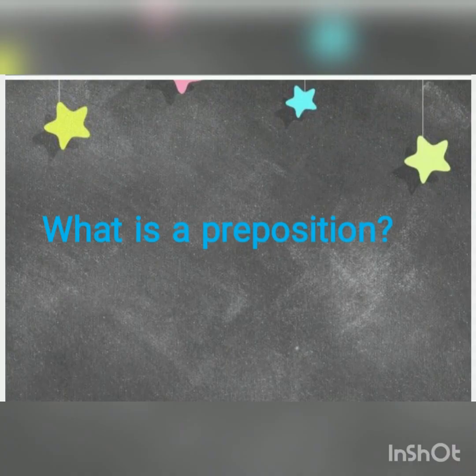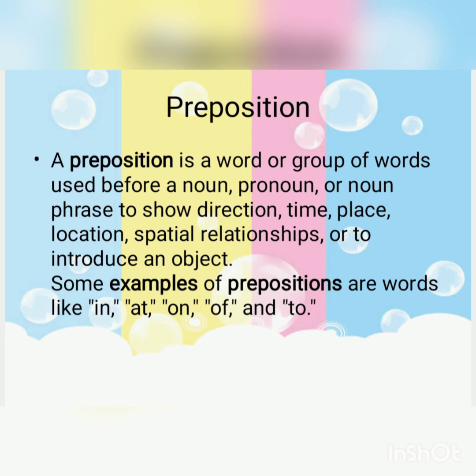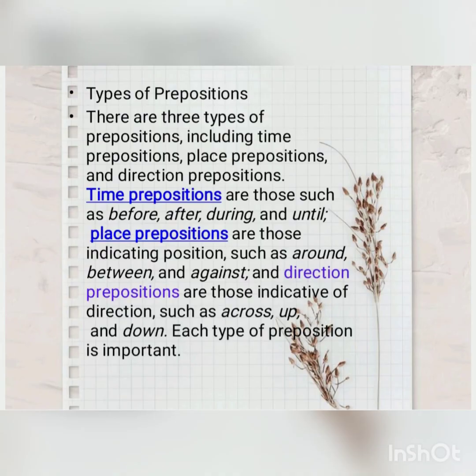What is a preposition? A preposition is a word which is used to link nouns, pronouns, or phrases to other words within a sentence. They act to connect the people, objects, or locations of a sentence. Prepositions are usually short words and they are normally placed directly in front of nouns. There are 3 types of preposition, that is, time preposition, place preposition, and direction preposition.